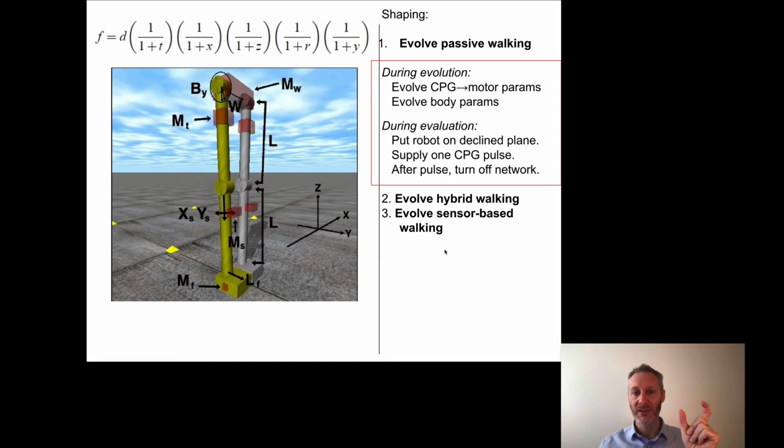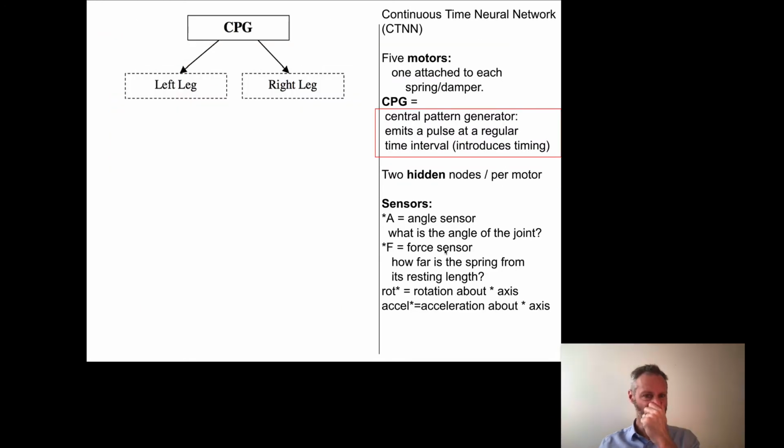So I'm going to back up to the CPG now for a moment. The CPG in phase 1 only ever emitted one non-zero value. Now in phase 2, it's going to emit a non-zero value at a certain frequency, and that frequency is the time it takes that particular biped's heel to strike the declined plane. So let's say it's 33 time steps.